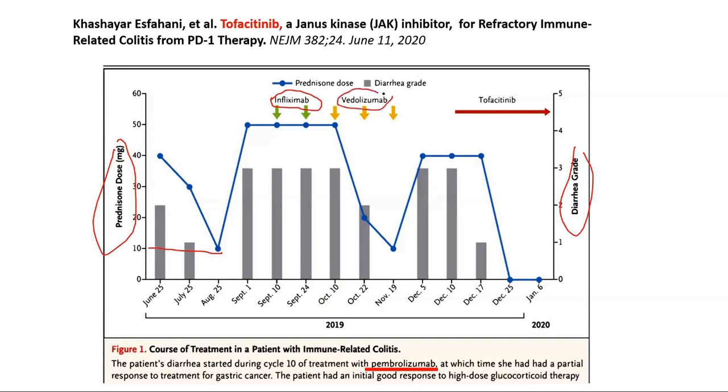Then they treated with Entyvio or vedolizumab. The patient responded, prednisone dose reduced, diarrhea improved. But while the treatment continued, diarrhea came back again. And so sequentially, they tried the Janus kinase inhibitor tofacitinib. The patient did well. So it seems there's quite a heterogeneous patient population. Some respond to one drug treatment better than another, and we don't know exactly why.